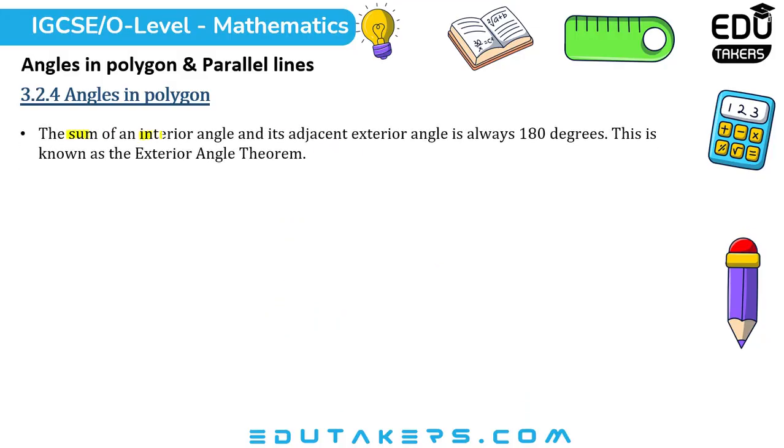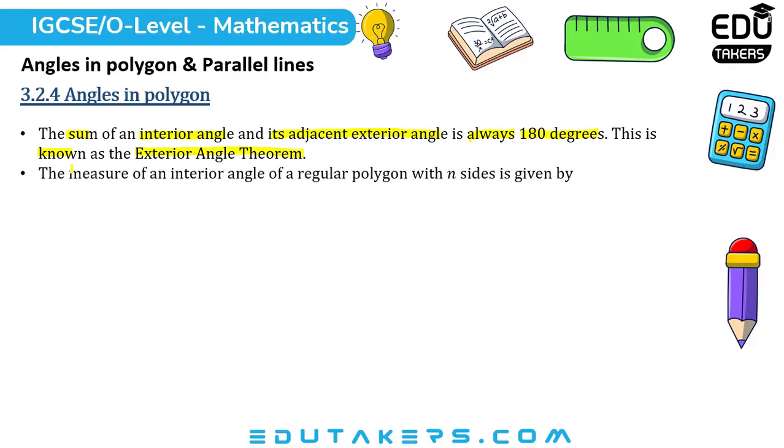The sum of an interior angle and its adjacent exterior angle is always 180 degrees. This is known as the exterior angle theorem. The measure of an interior angle of a regular polygon with n sides is given by interior angle equals (n minus 2) over n multiplied by 180 degrees.